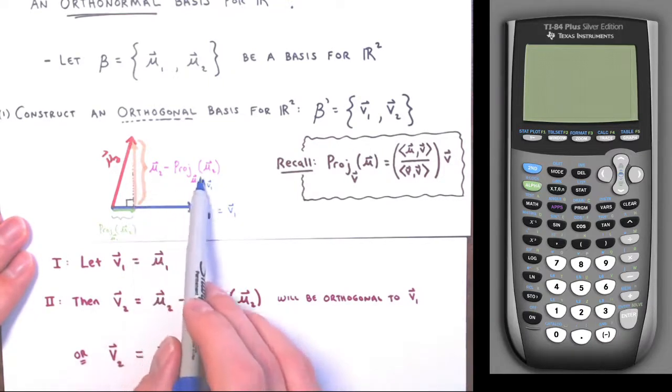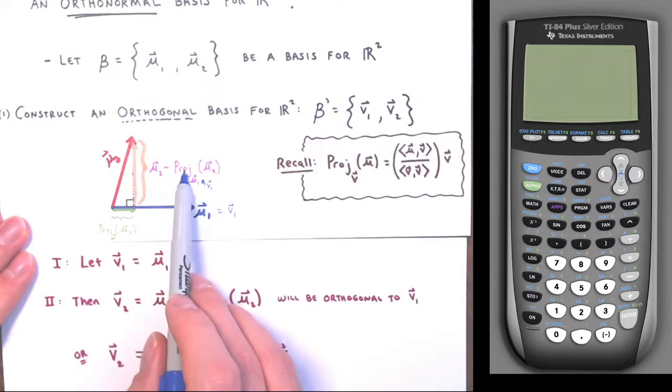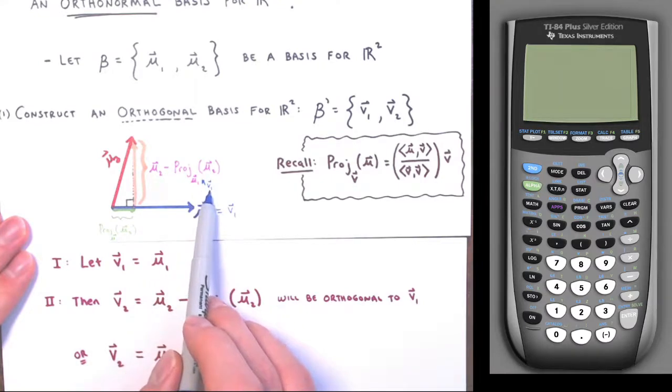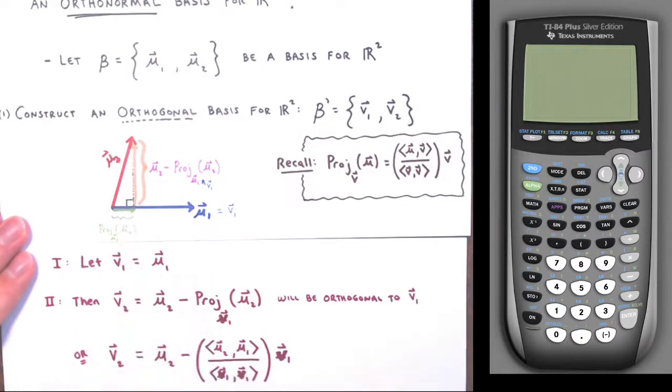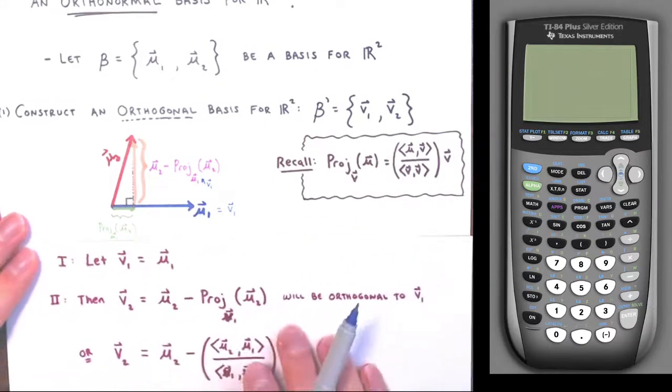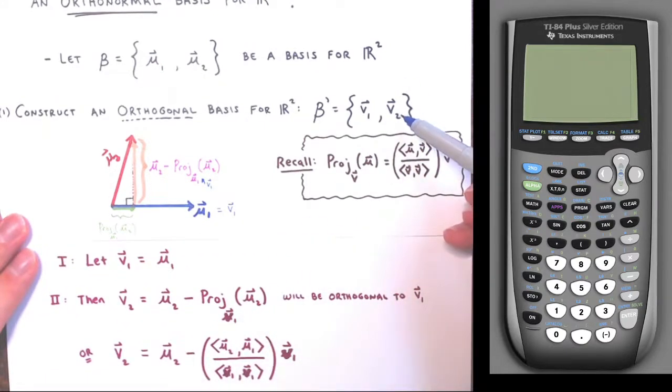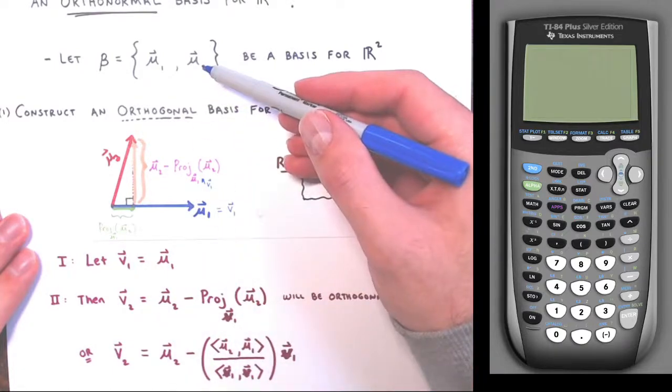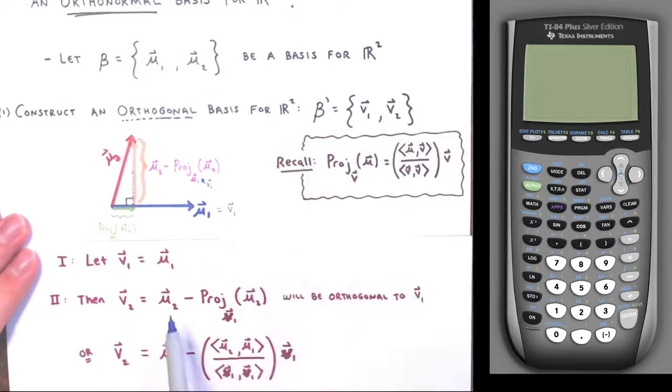And then this vector here, u2 minus the projection of u2 onto v1, or u1, that vector was orthogonal to it. So I'll let v2 from this orthogonal basis I'm trying to create be equal to u2, the second vector from my original basis, minus the projection of that u2 onto v1. Again, or u1, but I tried to write v1 here. I accidentally wrote u1, but they're the same, u1 and v1. And these two, v1 and v2, will be orthogonal.